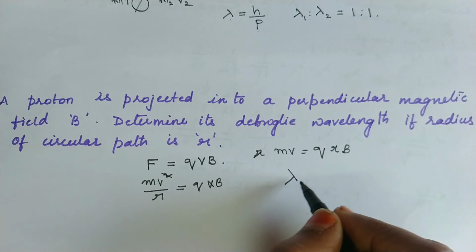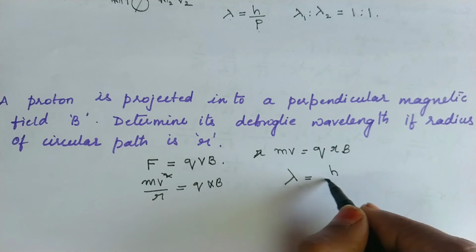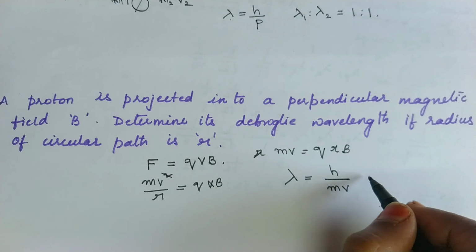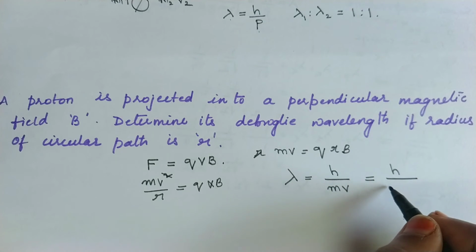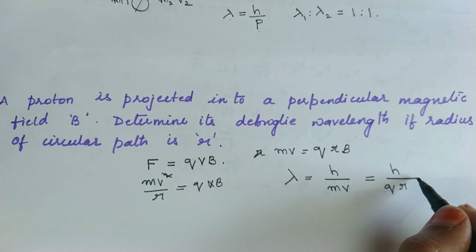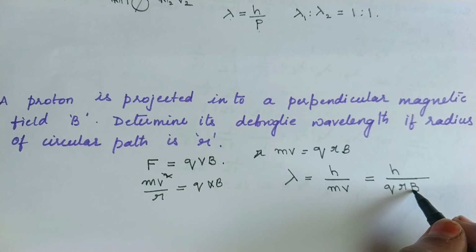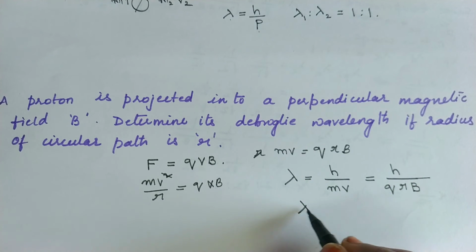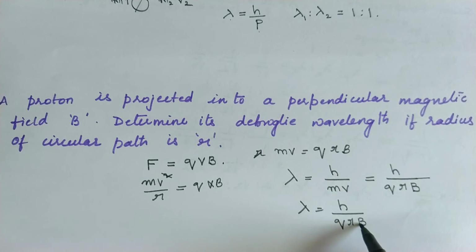But we need the de Broglie wavelength. What is de Broglie wavelength? h by mv. Replace mv as charge of particle, proton, radius into applied magnetic field. So the de Broglie wavelength is h by q into r into B.